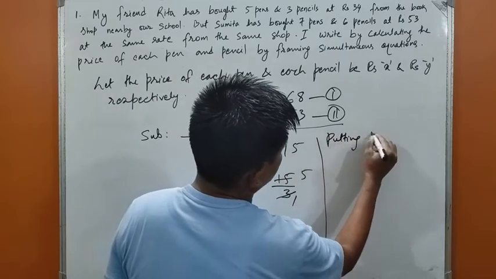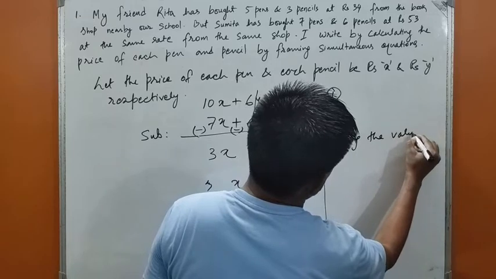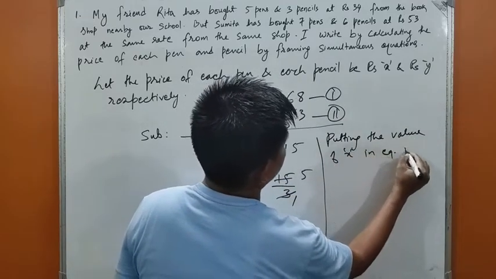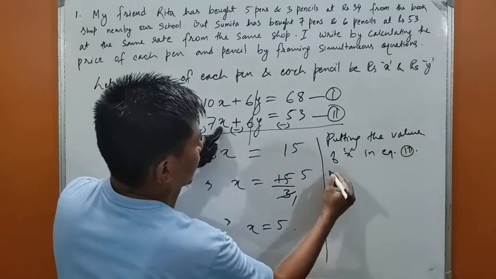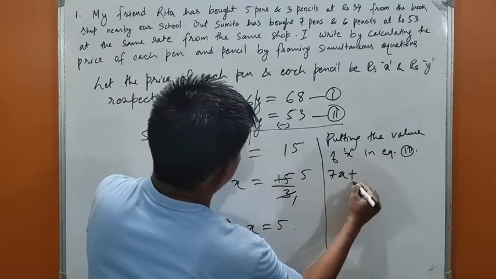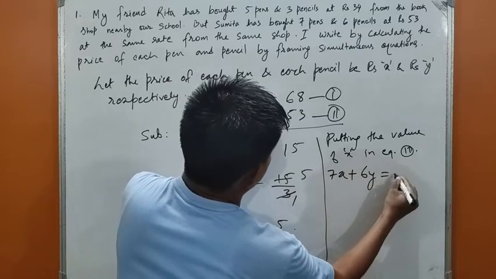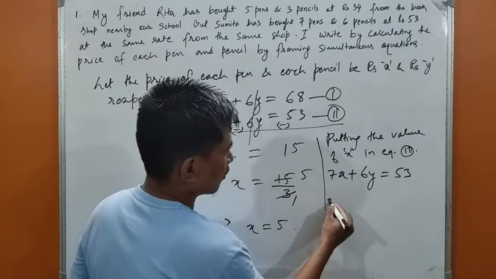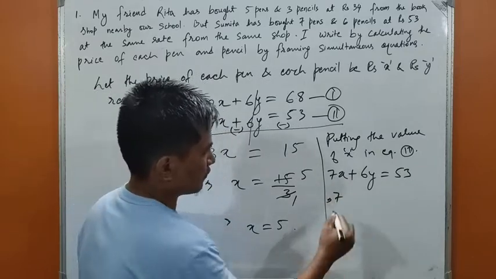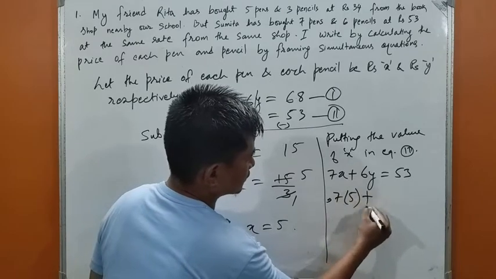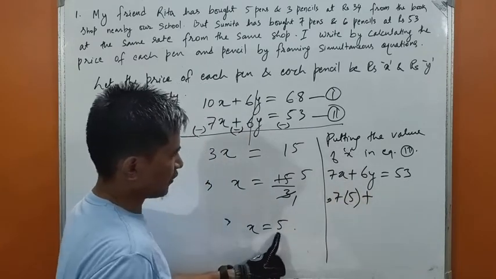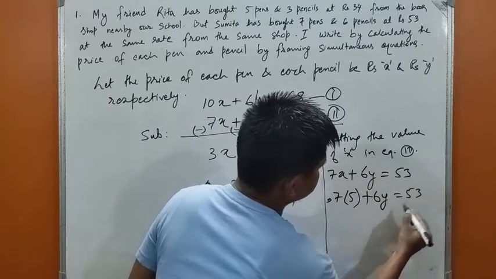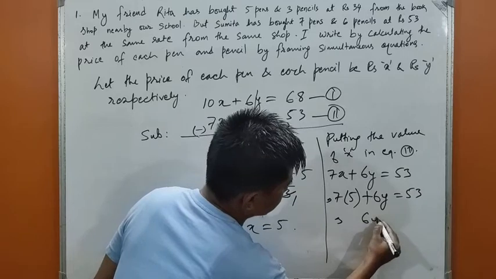Putting the value of x in equation 2. Equation 2 we have 7x plus 6y equals 53, isn't it? 7x plus 6y equals 53. Or 7 into x means 5. 5 plus, instead of x I wrote 5 because the value of x is 5. 6y equals 53.